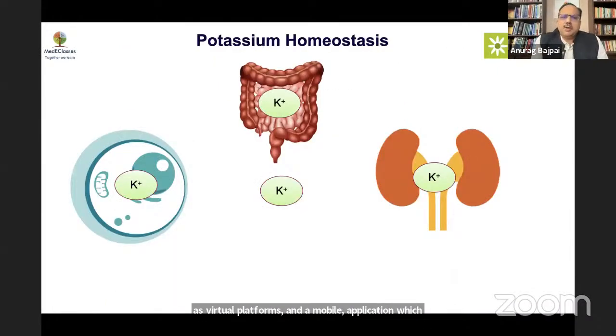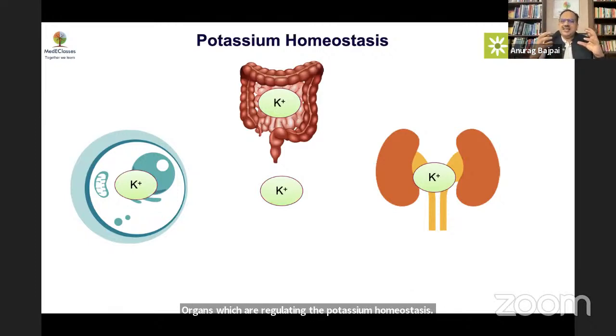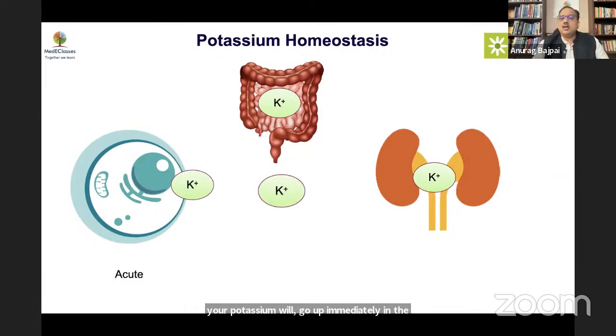So before we go ahead with hyperkalemia, we need to primarily understand that there are 3 major organs regulating potassium homeostasis. It's largely the intestine and the kidney, but remember, most of the potassium in the body is inside the cell. So you can consider the cellular compartment as an important organ, or let's say a repository of potassium. Now, if you have a problem in the intracellular compartment wherein there is a shift, it's like having a huge amount of money in the bank, and suddenly the bank gives you all the money, your liquidity goes up. The same scenario will happen: your potassium will go up immediately in the circulation. Now, this is usually an acute phenomenon.